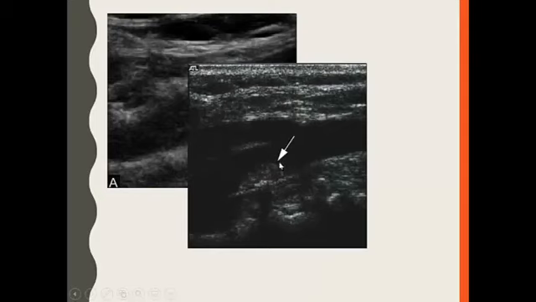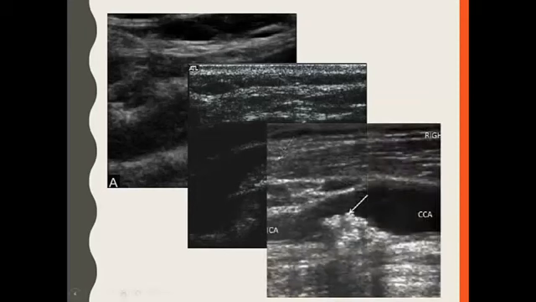Another type of plaque here is an echogenic plaque with no shadowing, and this is a fibrous type. And the most common or the most stable plaque is the calcified one, which is an echogenic plaque with distal shadowing here. This plaque is very resistant to fragmentation and embolism.